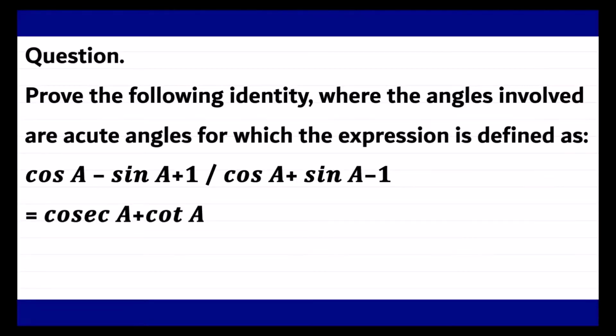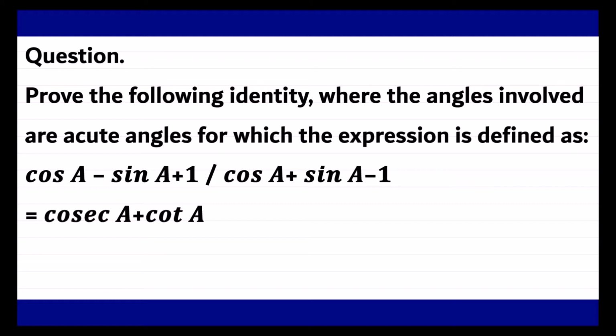The given question is: prove the following identity, where the angles involved are acute angles for which the expression is defined: (cos A minus sin A plus 1) upon (cos A plus sin A minus 1) is equal to cosec A plus cot A. We are going to justify this given expression, left hand side equal to right hand side. We need to prove that the left hand side of the given expression is equal to the right hand side.